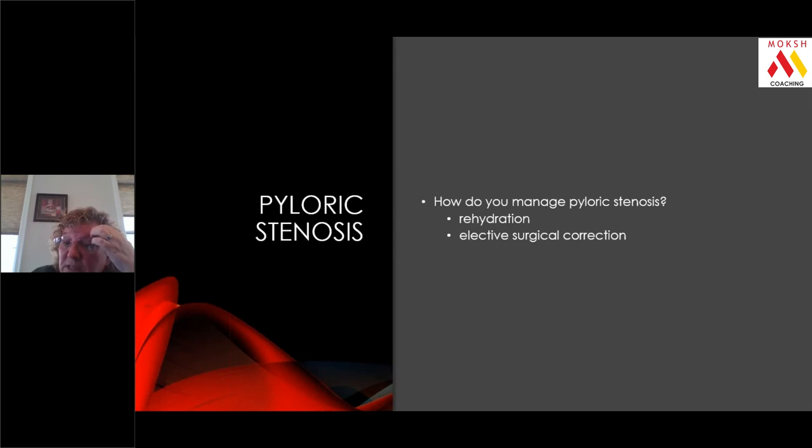I have never seen transesophageal ultrasound of pyloric stenosis. Usually what they do is just abdominal ultrasound and then they can measure the pylorus.